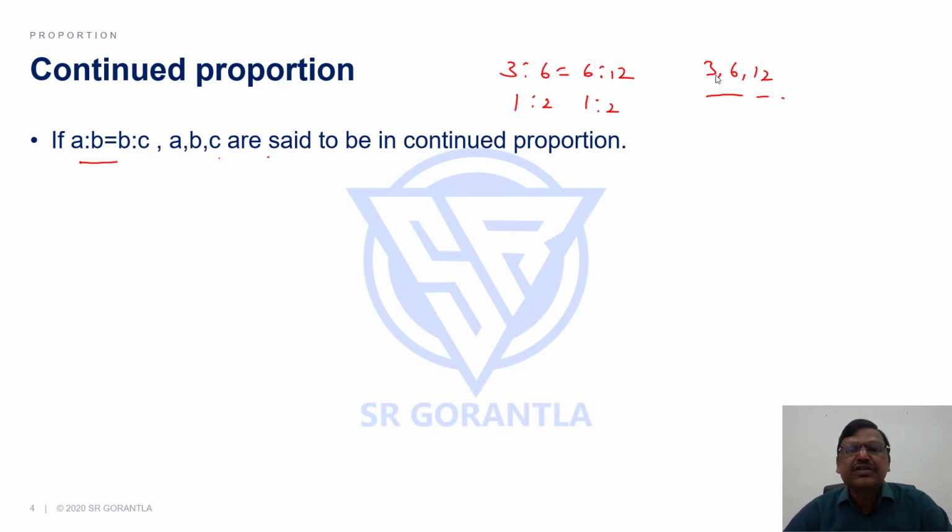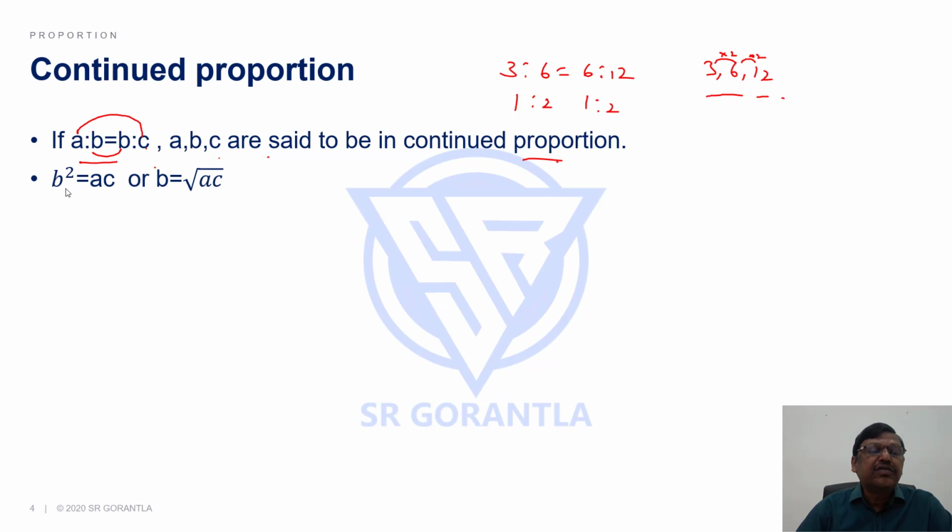Some of you may think, sir, is it not a geometric progression? Of course it is, because it is into 2, into 2, it is geometric progression. So this is synonymous with geometric progression. But anyhow, progressions we will take in a different session. So in this session, we will continue with the proportion concept. If A is to B equals B is to C, A, B, C are said to be in continued proportion. Now here, if I apply product of extremes equals product of means, B square is equal to AC, or B is equal to square root of AC.